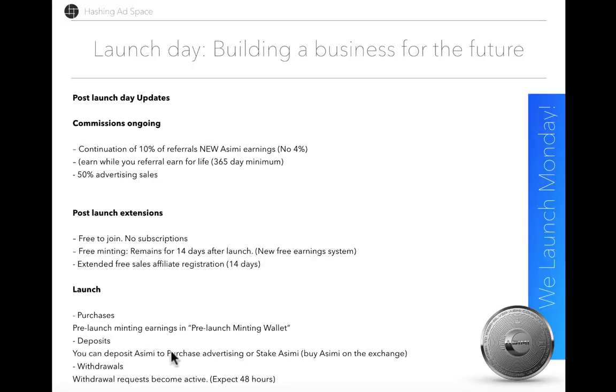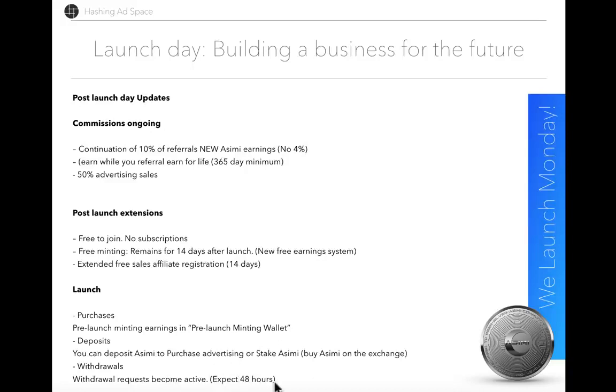Deposits: you can deposit Asimi to purchase advertising or stake Asimi by buying Asimi on the exchange. So if you would like to add more Asimi to your balance, to stake Asimi and lift your minting wallet, or to purchase advertising, then you can do that on the very first day as well. And withdrawals, you can submit your withdrawal request on that very same day as well.